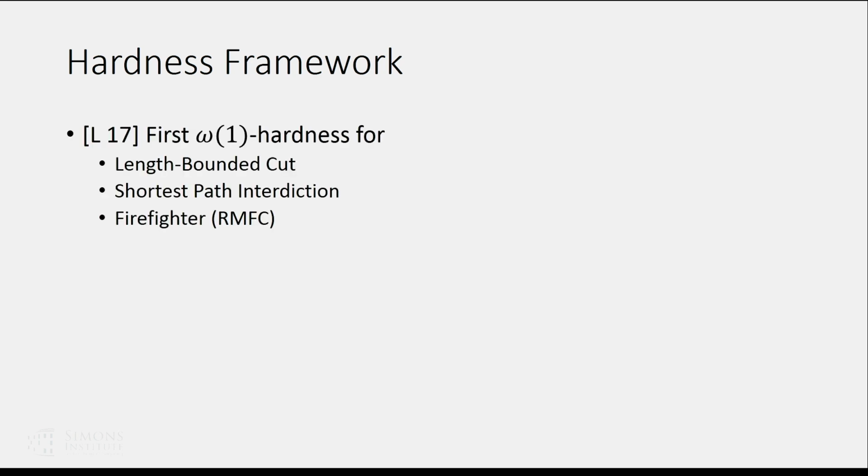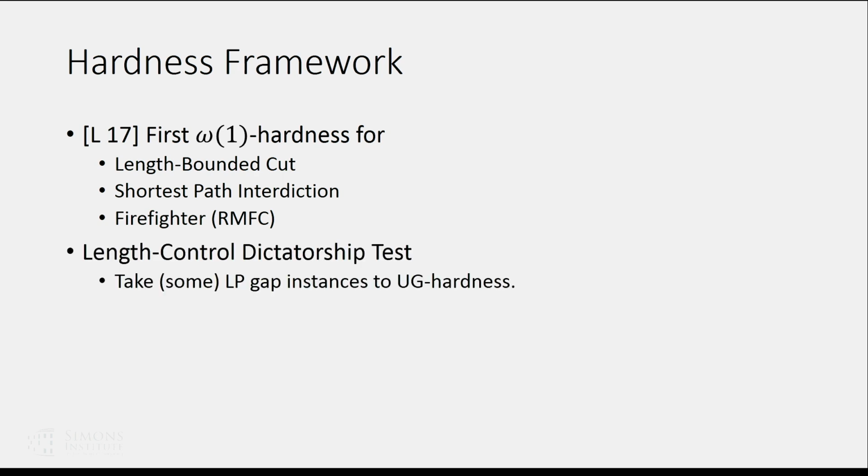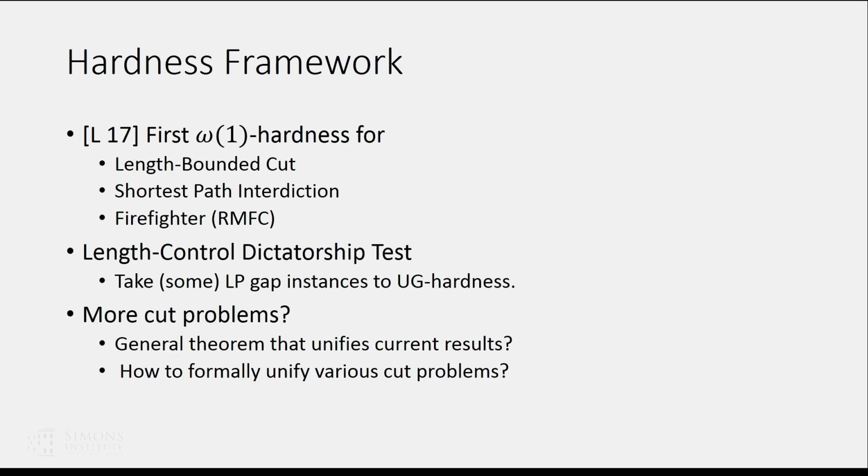In the earlier paper, I also proved the first super constant hardness for various cut problems called length-bounded cut, shortest path interdiction, and firefighter. They're all based on a single framework that I named a length-controlled dictator test. It is just taking some LP gap instances to unique games hardness in a very similar manner to what I showed you earlier. One personal open question is, can we improve hardness for more cut problems that were open?